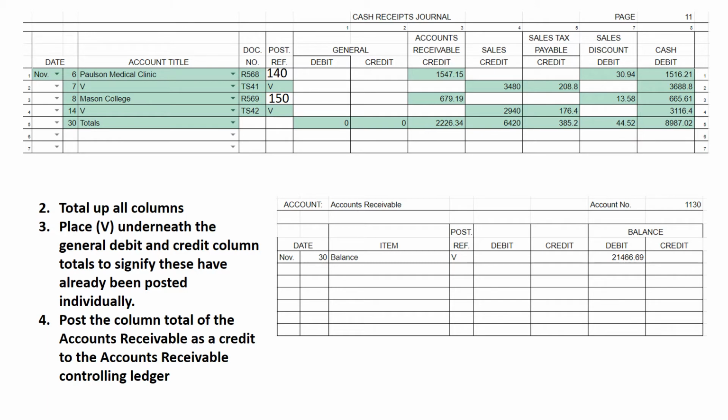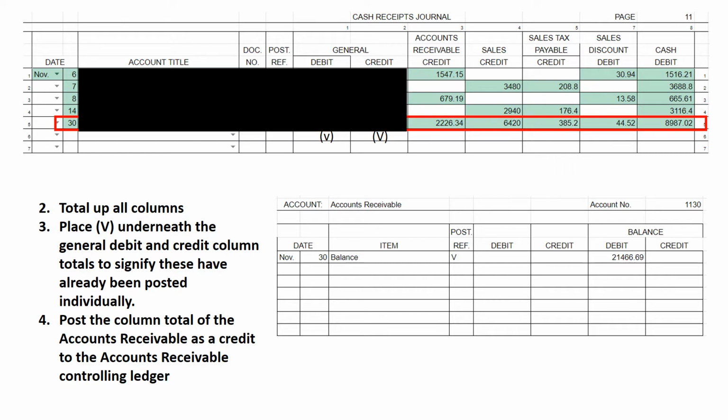Then our next step is we need to total up all the columns, because these are the amounts that we are ultimately going to be posting next. Under the general debit and credit, we're going to put check marks. The reason we put check marks is that it signifies that anything in these has already been posted individually and we don't need to post the column totals. Think of it as 2 dashes on a job application. So we're basically done with these first 3 columns.